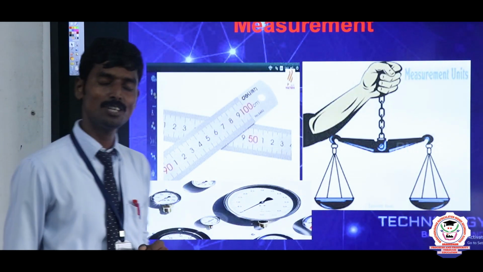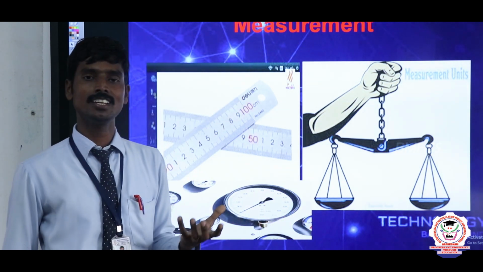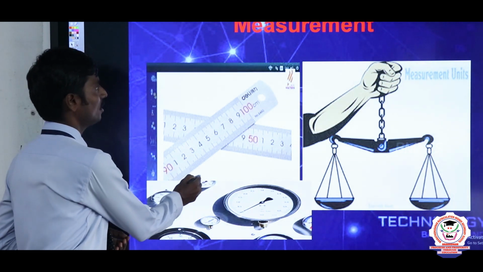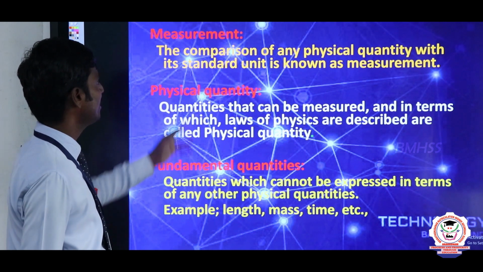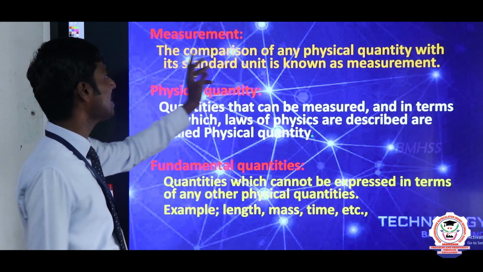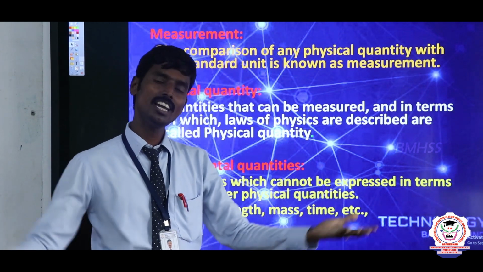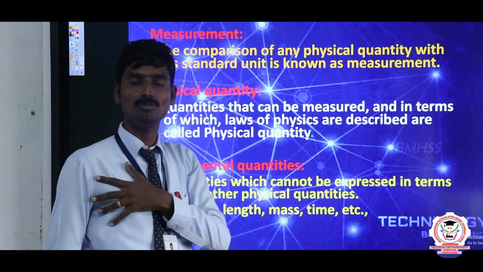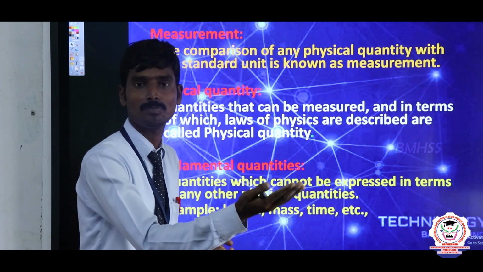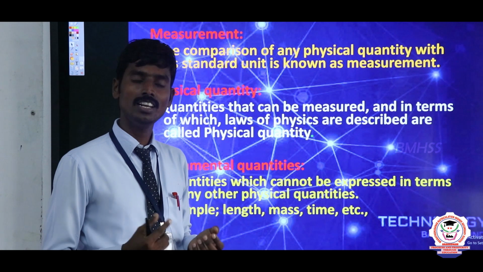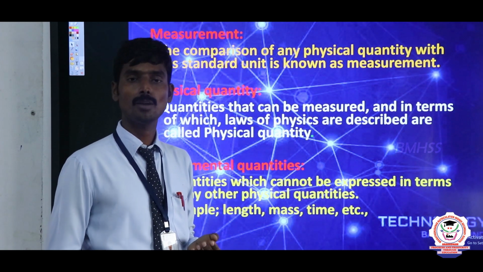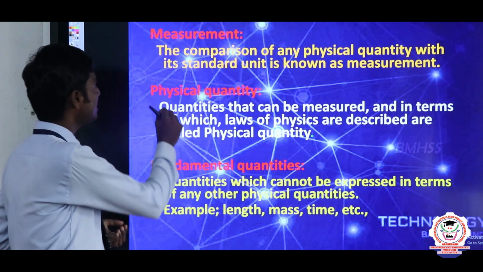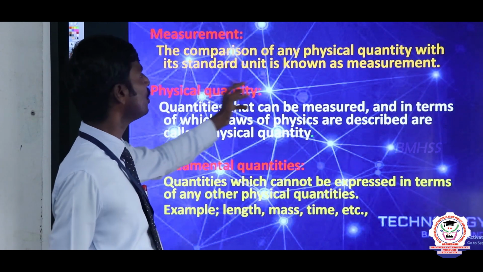Next topic, measurement. We know that concept. See, these are the basic measurements: length, mass, time. What is meant by measurement? The comparison of any physical quantity with its standard unit is known as measurement. To measure any physical quantity, we need some standard value. So we need 1 kilogram rice. We need some standard reference value for measuring purpose. Very important question, define measurement. The measurement means comparison of any physical quantity with the standard unit.